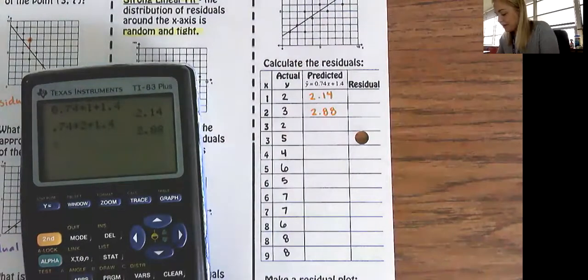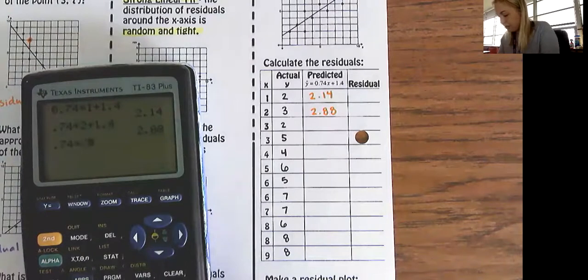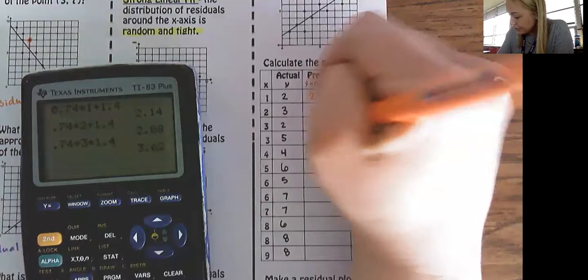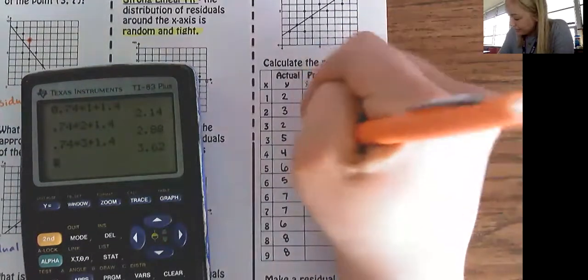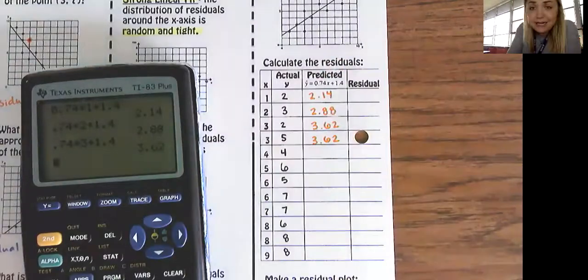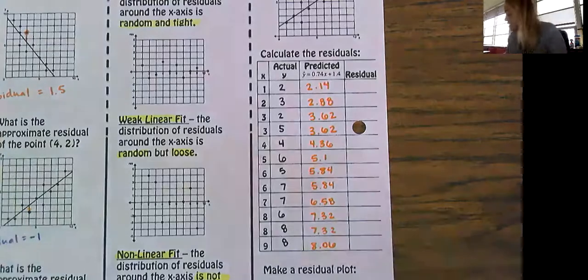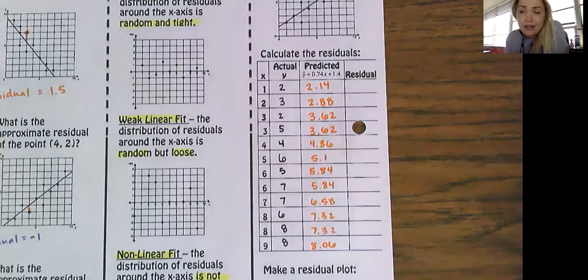Then I have 0.74 times 3 plus 1.4. And I get 3.62. Now I had another 3 for the next input, so I can use 3.62 again. All right, pause your screen. I want you to fill in the rest of these predicted amounts and check to see if you did them correctly. Okay, so we've got all of our predicteds on there. You can pause your screen and look at if yours are the same as mine, or if yours are different, then that's great. You can fill yours in properly.